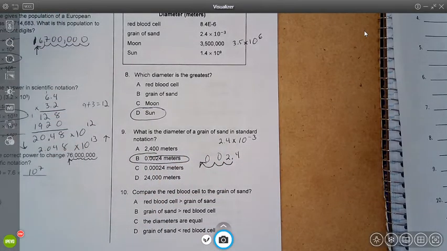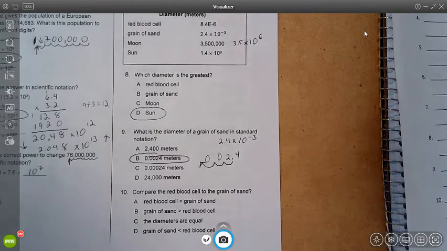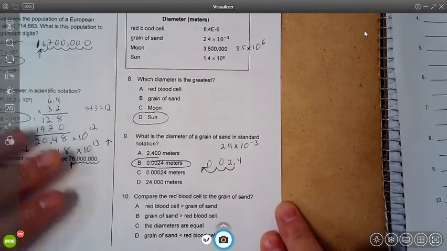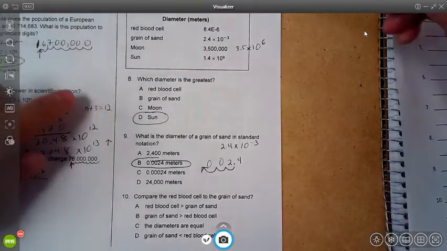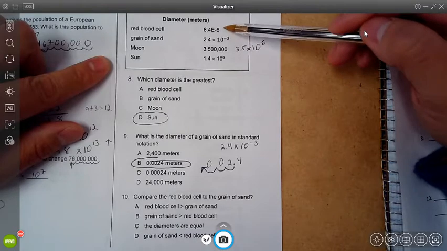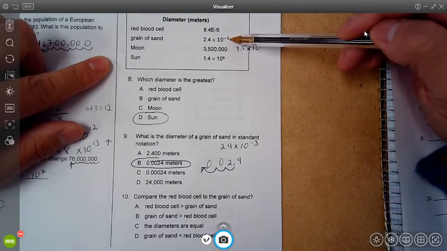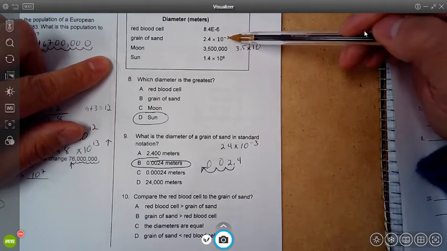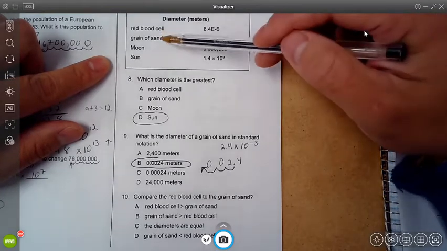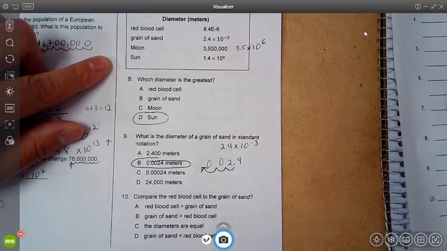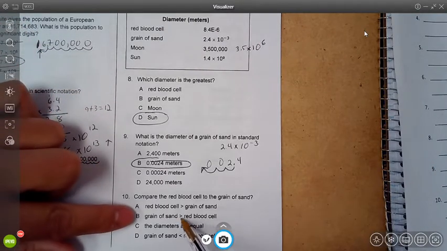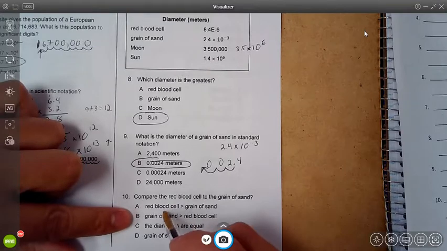Number 10, compare a red blood cell to a grain of sand. It looks like they both have negative exponents. Negative 3 is the bigger number than negative 6. So we want to find the option where the grain of sand is bigger than the red blood cell, which is option B.